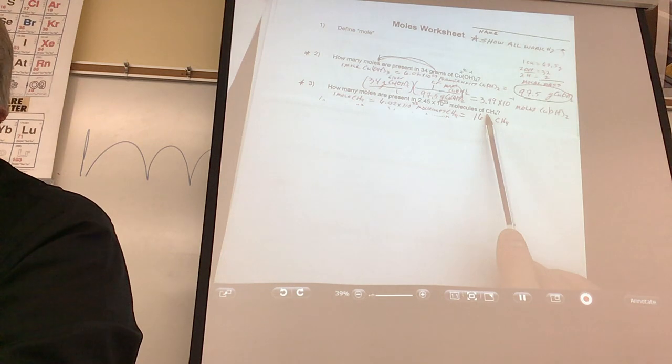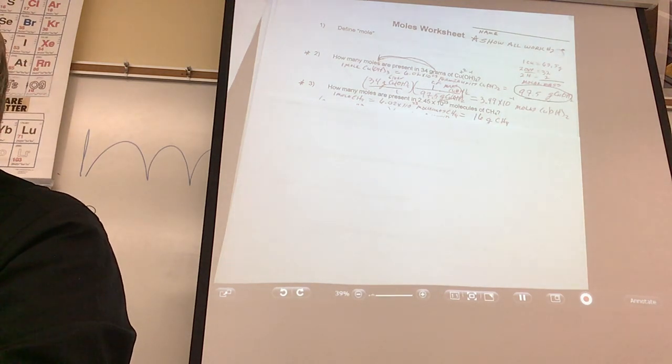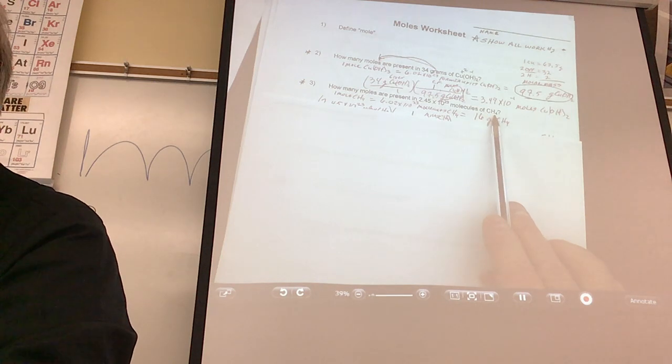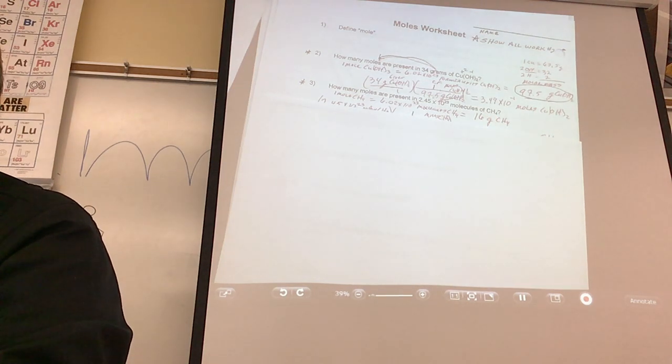Because this is a nonmetal and a nonmetal, isn't it? This is a covalent compound, right? So it's a molecule. And then how many grams? What's the molar mass? Carbon's 12. Each hydrogen's 1. That's 16. Got it? I'm just reviewing, okay?